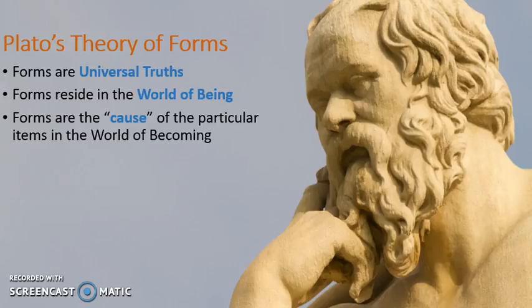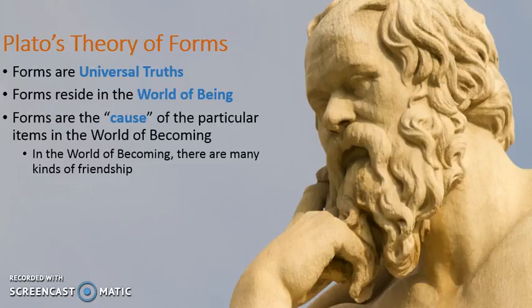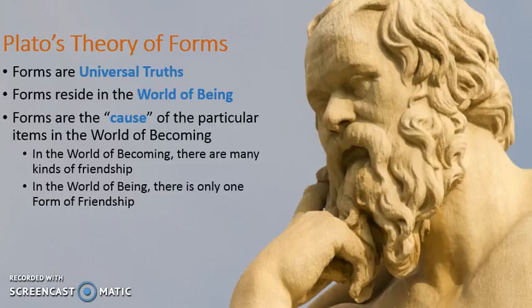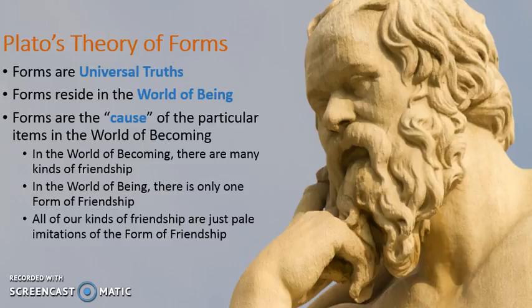This can be a little tricky to understand, and the video should help you with this. But the example from one of the videos is that in the world of becoming here with us, we have lots of types of friendship. I have close acquaintances, people that I've met once or twice, people that I work with, people that I've been friends with for dozens of years. There are lots of different types of friendship. However, in the world of being, there's only one type of friendship, and that's the ideal form of friendship.